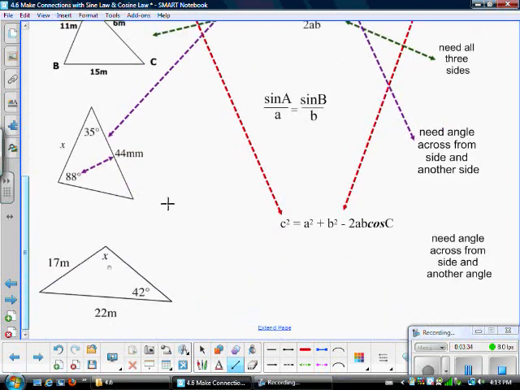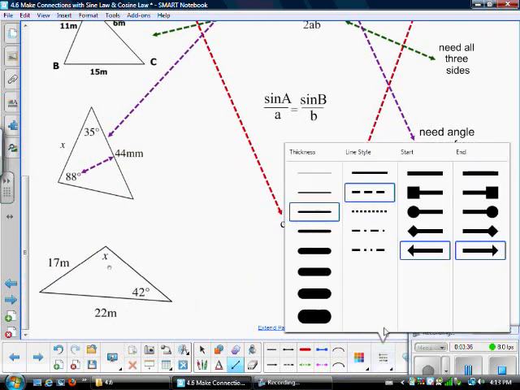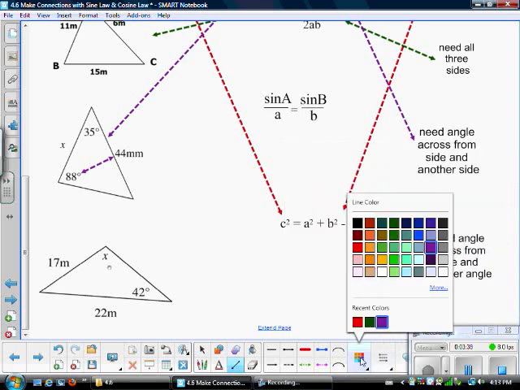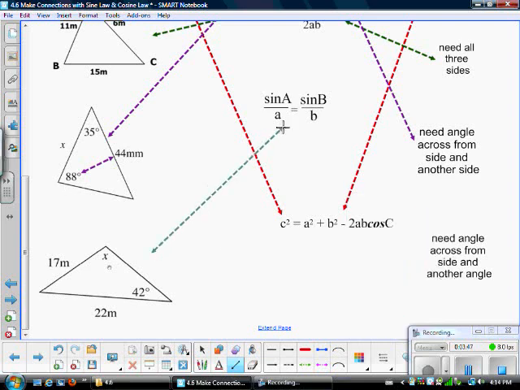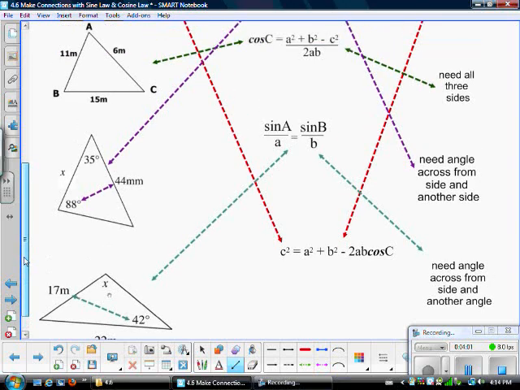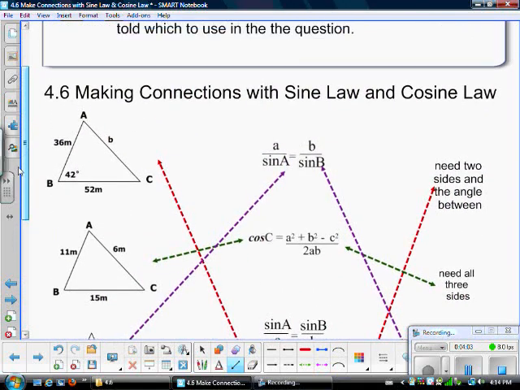And finally, the last one also has to be sine law. As I said, I don't really care which form of it you use. And what color should we use? Maybe this color. Okay, and I need an angle across from a side and another angle. I'm finding another angle, so I know this directly across. That's why I can use the sine law. Okay, so that's kind of a little bit of a review of when you can use it.